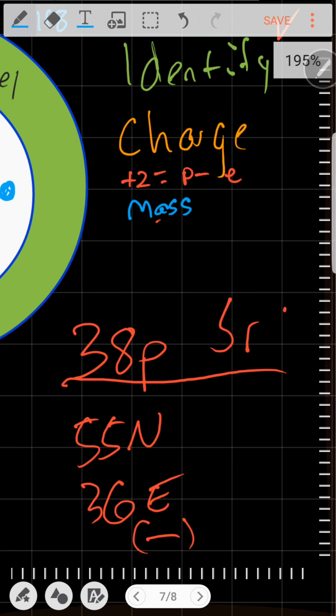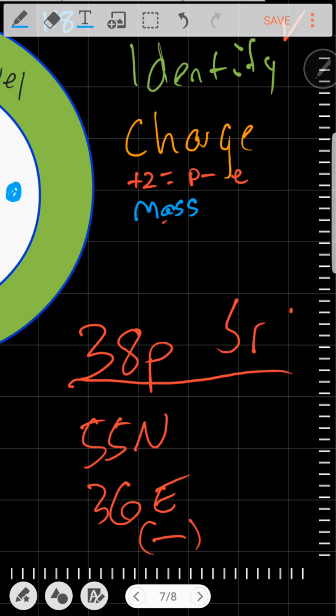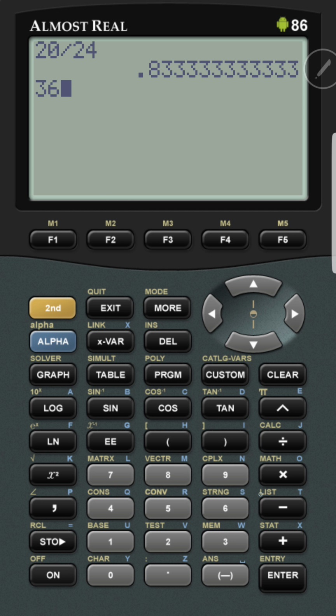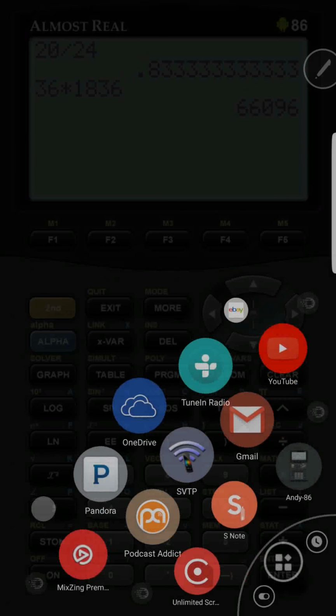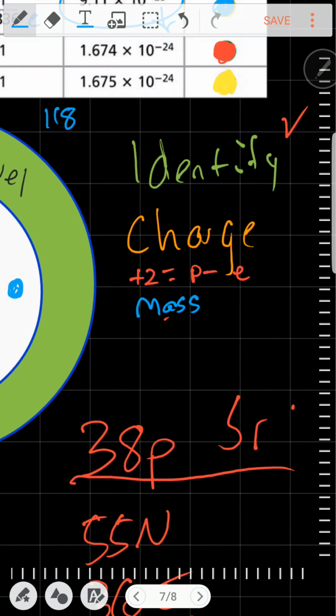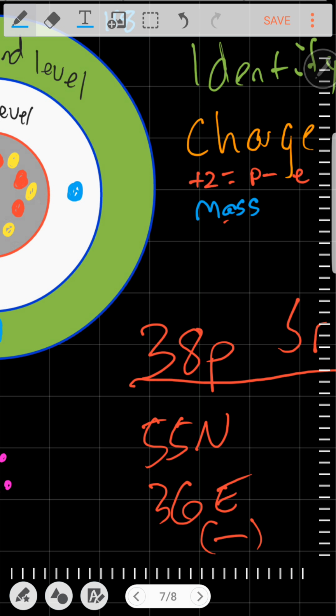So for example, I have 38 protons and 55 neutrons and 36 electrons. I would need roughly 36 electrons. Let's do the math real quick. I would need 36 times 1836 electrons, so 66,096 electrons. I would need 66,000 of those to make a dent, to add the impact that these protons or neutrons have. So do I care about electrons when it comes to mass? I don't care, don't care, don't care.